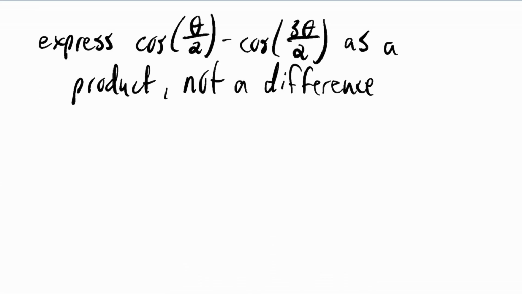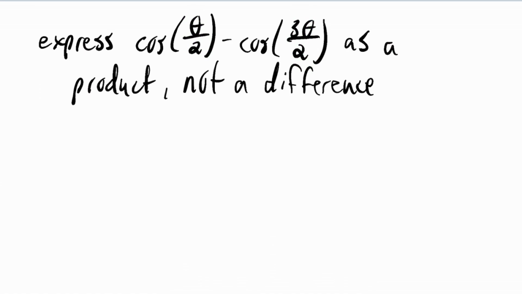So in this video, we will express a difference of two trig functions as a product. Now, we have cosine twice, but the inputs, or the arguments, of each cosine is different. So we've got cosine of theta over 2 and cosine of 3 theta over 2. So they are different trig functions in that sense. In other words, the angular velocities are different.